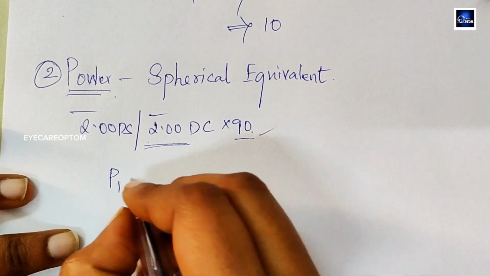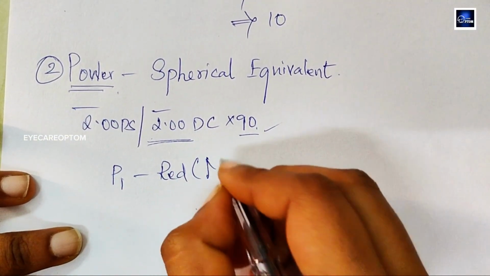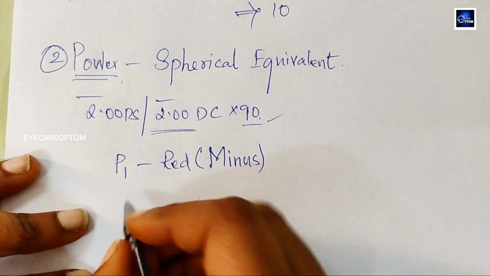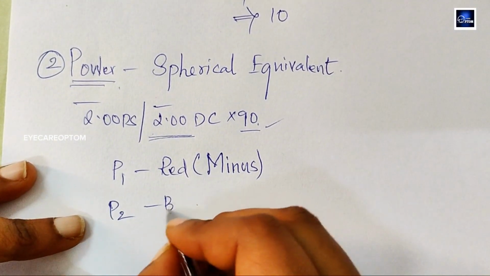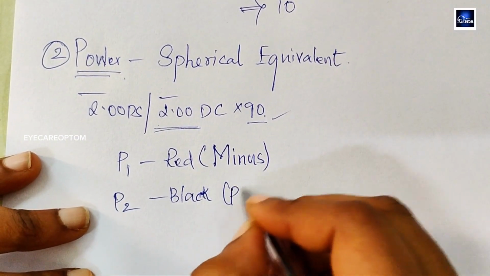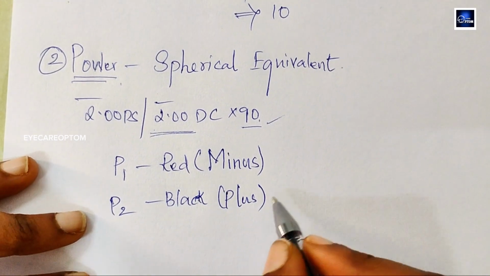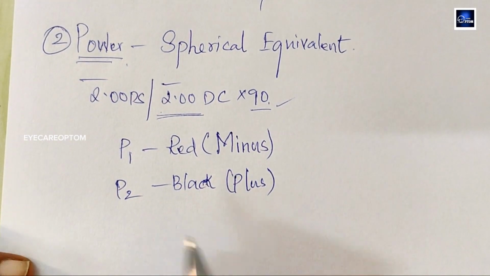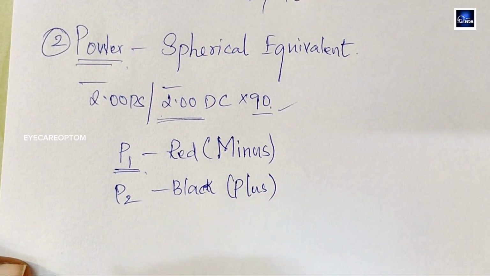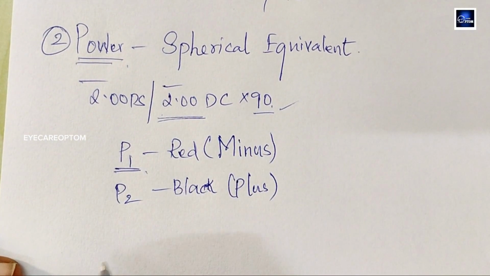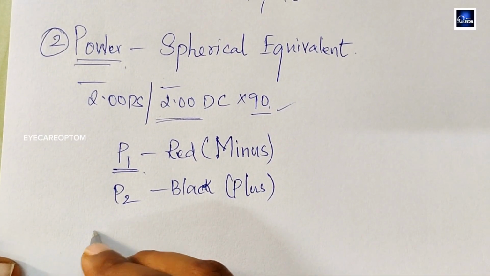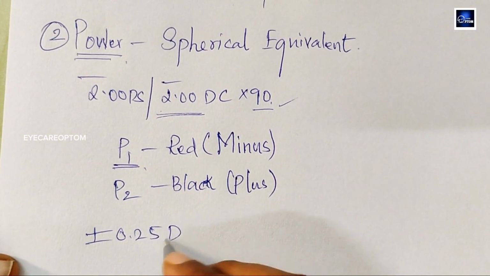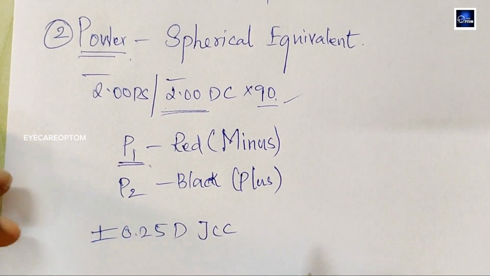So let's imagine in position 1 the red line, the minus cylinder axis, aligns with your cylinder axis in the trial frame. In position 2, the black or the white line, which is our plus cylinder axis, aligns to the cylinder axis in the trial frame. Okay, before calculating, I just want to tell you, I'm going to do all the calculation with the most common plus or minus 0.25 diopter JCC. So we are going to do with 0.25 diopter JCC.